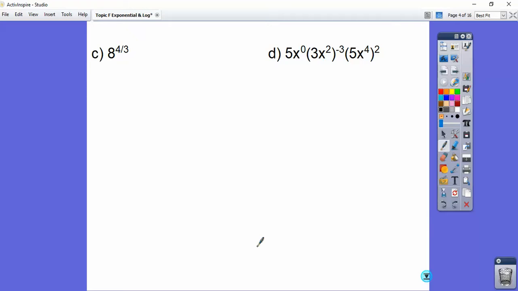Alright, I said 8 to the 4/3. I need to rewrite that how? Cube root of 8 to the 4th. I would rather do the cube root before I do the 4th power. Cube root of 8 is 2. And then 2 to the 4th would be 16.